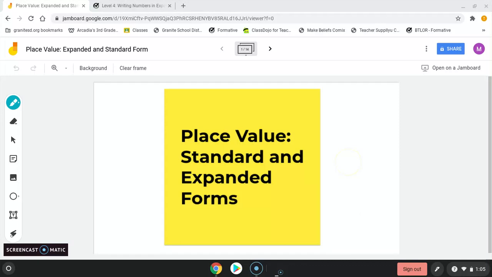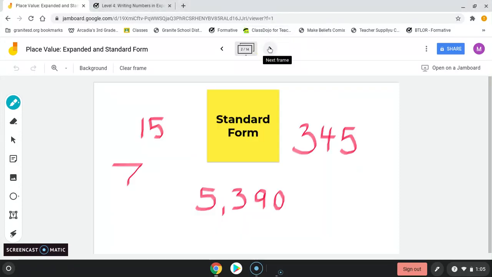On this video, we're going to look at place value, and we're going to practice converting numbers between standard and expanded forms. Standard form is just the regular way you see numbers written. Like the number 15 right here is written in standard form. Number 7, the same thing. 345 and 5,390. Standard form is just the regular way that you see numbers.